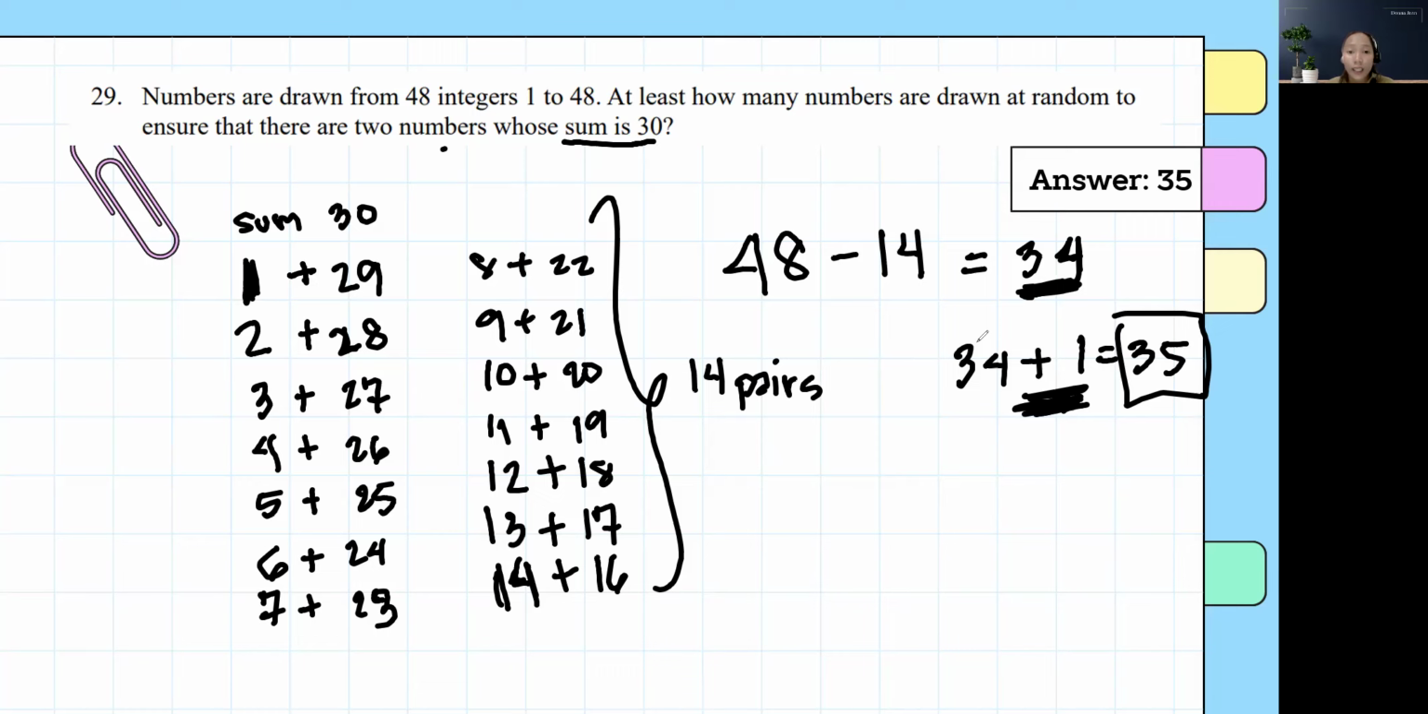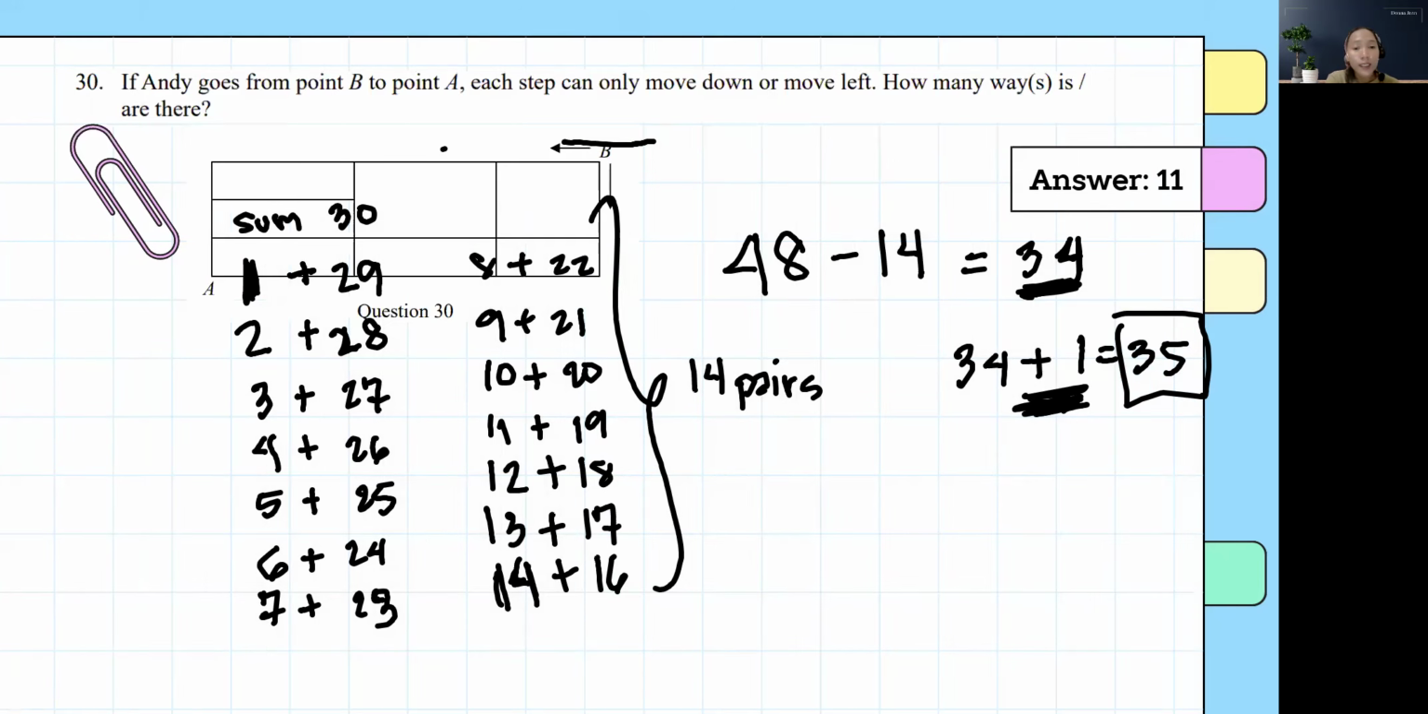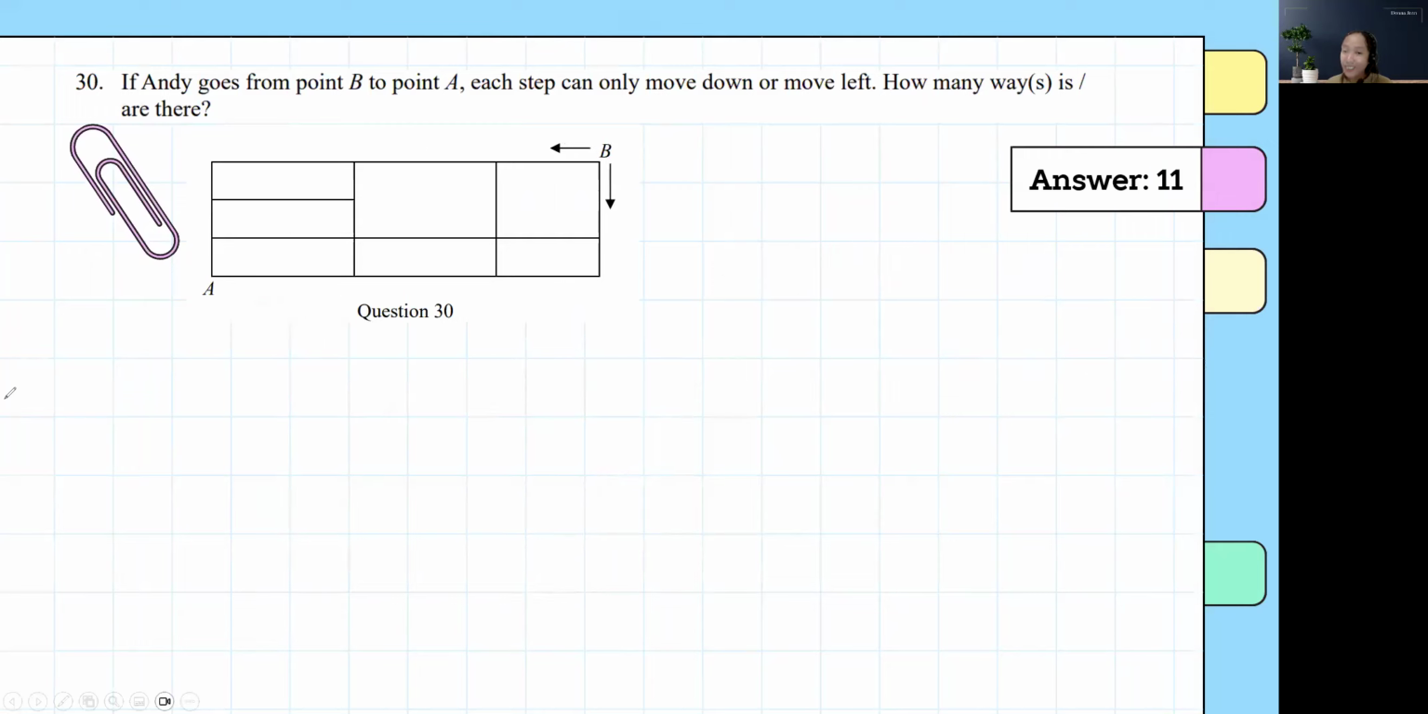All right, that's 29. Let's have number 30. This will be our last number. Okay. Are you going to finish early? Yeah, I think so. We'll see.